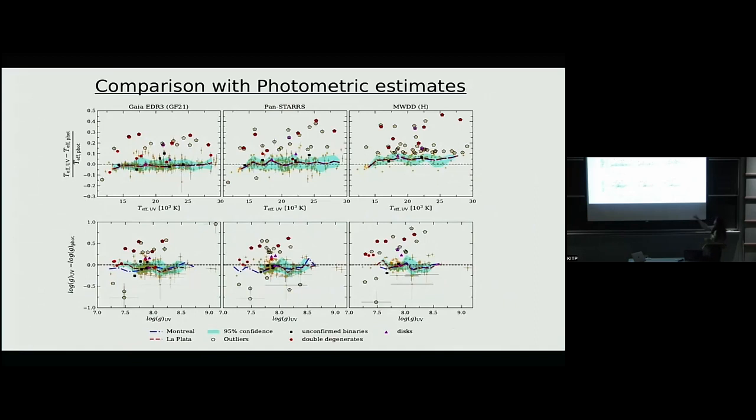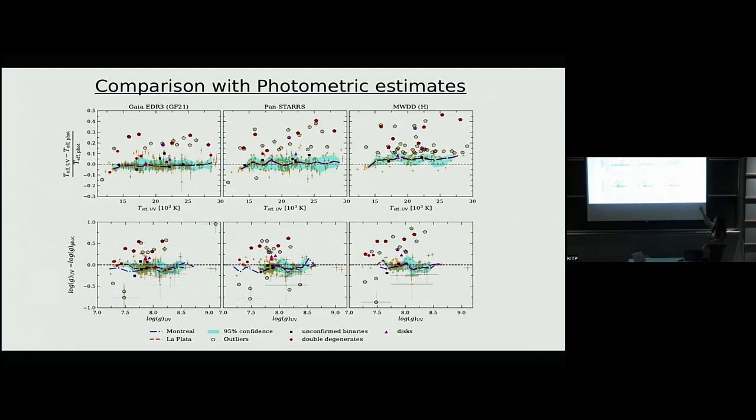And this is the comparison with photometric estimates, where the symbols that you see here, different pentagons and red, are the outliers that we identify in our survey. We classify as outliers those which have a temperature difference greater than 10%. And we found that around 7% are outliers in our survey. Overall, Gaia and Pan-STARRS agree better.